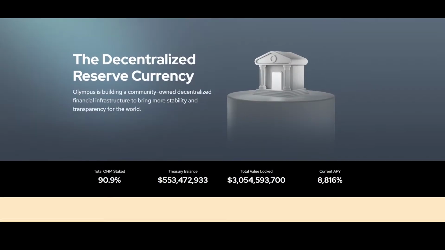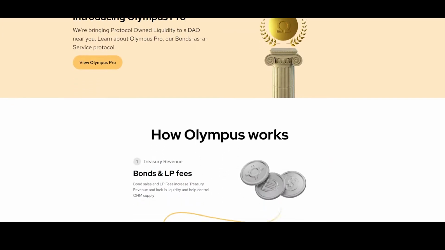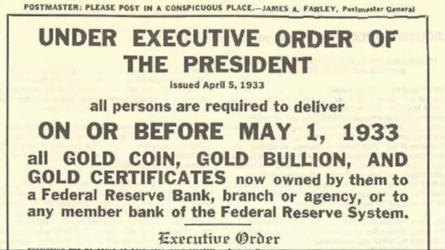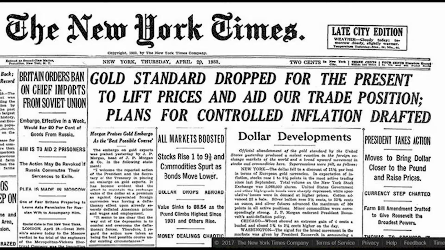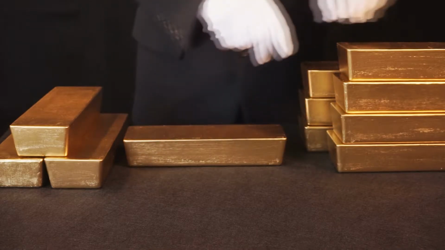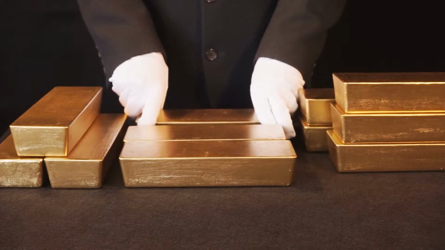OlympusDAO, or commonly referred to as OHM, is a free-floating reserve currency backed by decentralized assets, similar to the idea of the gold standard. What is the gold standard? Back in 1933, Roosevelt ordered all gold coins and gold certificates in denominations of more than $100 turned in for dollar bills. Then in turn, all paper dollars were backed by gold. Unfortunately, that is not the case anymore, as the gold standard was changed in 1976 when inflation, stagflation, and depleting gold stockpiles decoupled the dollar from gold.